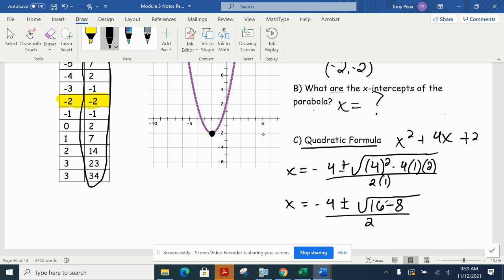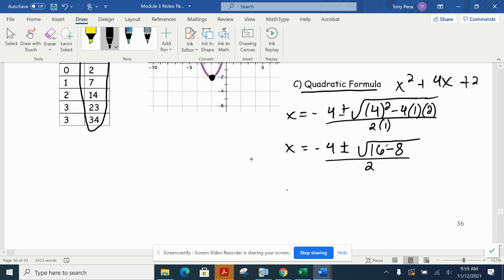All right, should get 16. And then the negative 4 times 1 times 2 should give us a negative 8. So underneath that radical, we get an 8. Okay, I'm going to highlight this. We're going to talk about this in a minute because this is when we want to understand why we're going to get the numbers that we get.